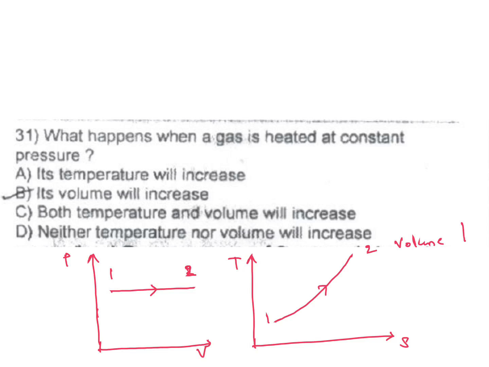So from these two graphs, volume is increasing, then entropy S also increasing, then temperature also increasing. From 1 to 2, the temperature is increasing. So from options, if temperature will increase, its volume will increase, both temperature and volume will increase. Most appropriate answer, C is the answer.